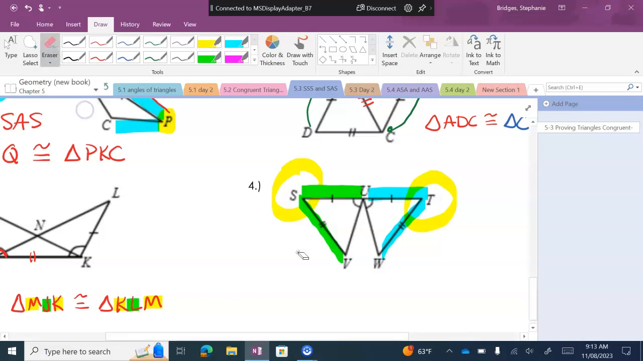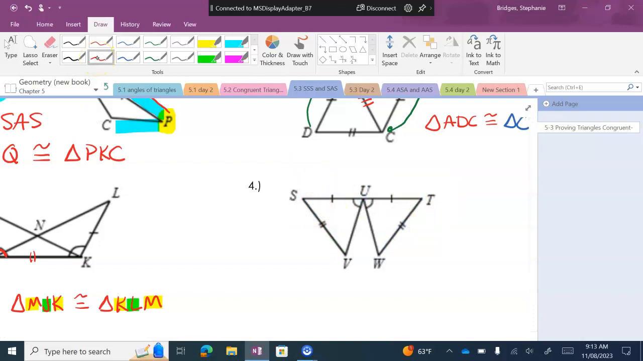So can we say that these two triangles are congruent? Okay. Are all three sides marked congruent? No, so we can't use side, side, side. In order for me to use side, angle, side, it has to be the side, the included angle, and the other side, and we just determined that that wasn't the case here. So can I say that these are congruent? No.